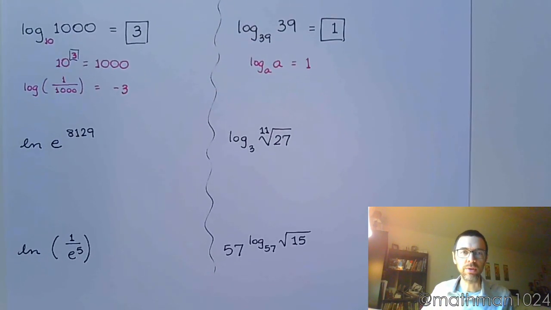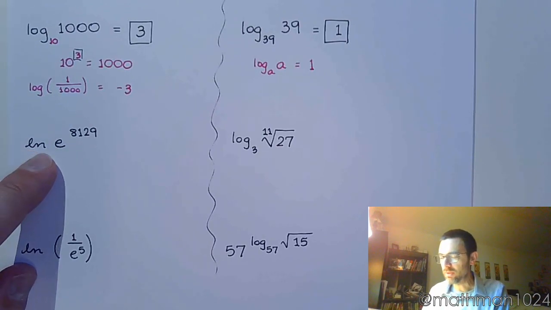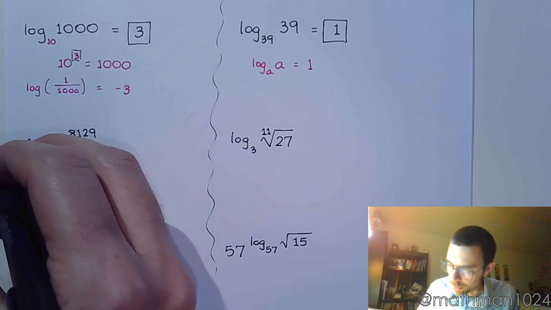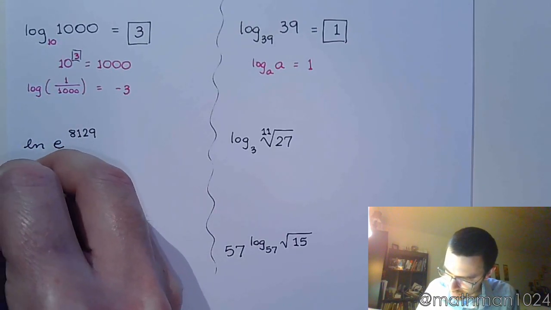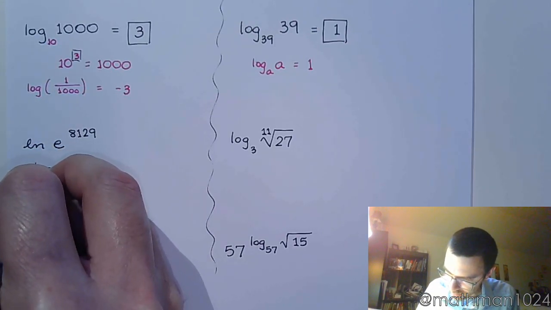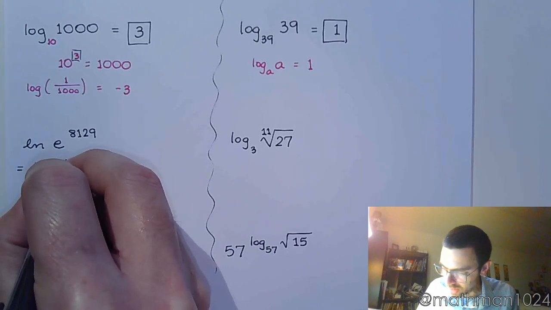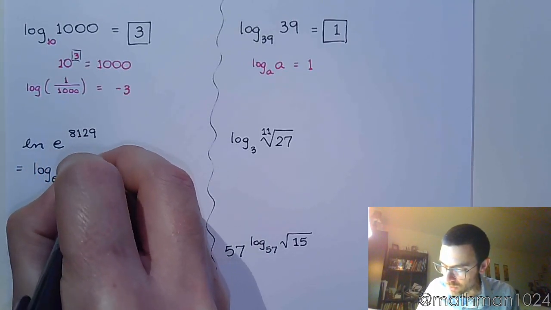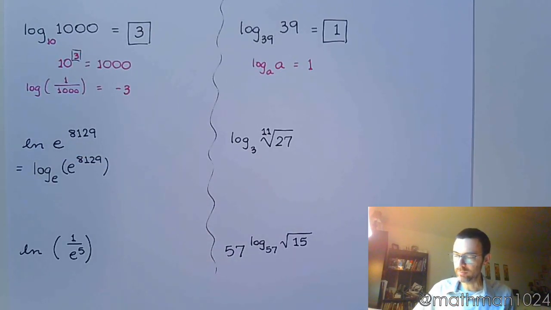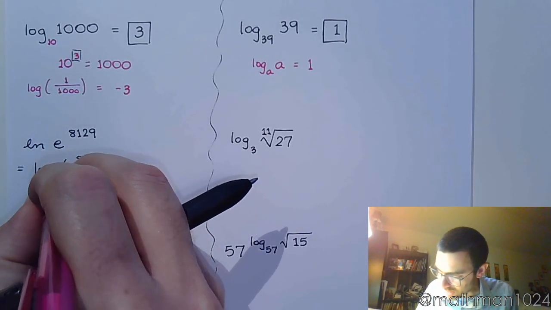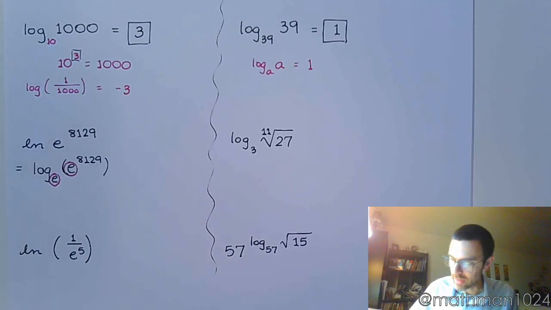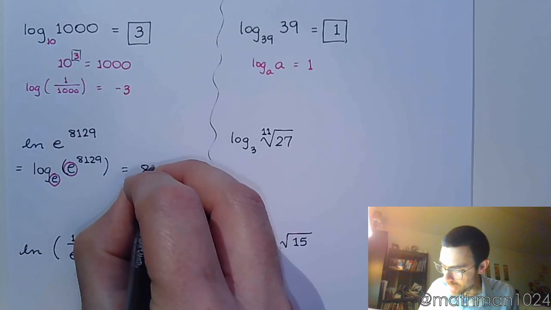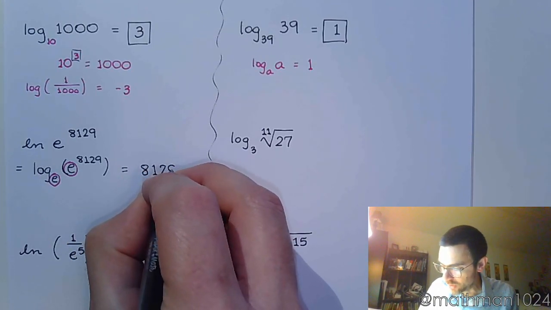All right, coming on down here, natural log of e to the 8,129. Well, we remember that natural log means log base e. So this is log base e of e to the 8,129. And again, since these guys are the same, that means that your answer is just going to be that power, 8,129.